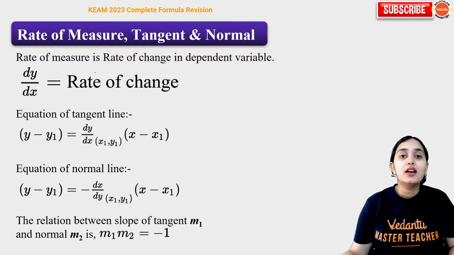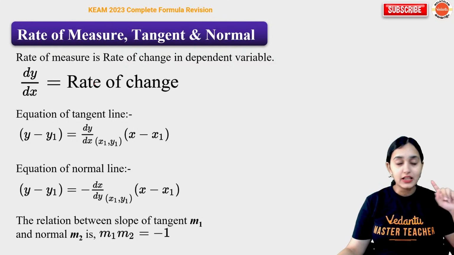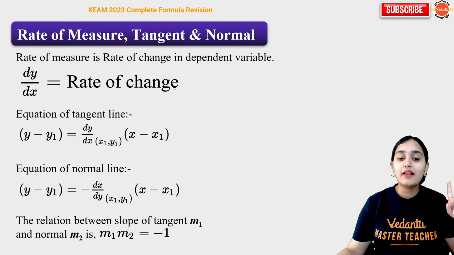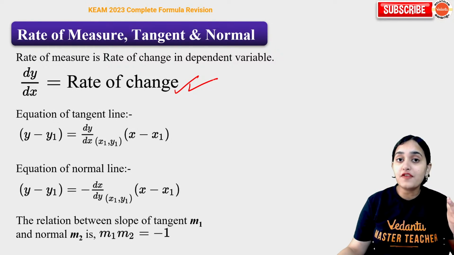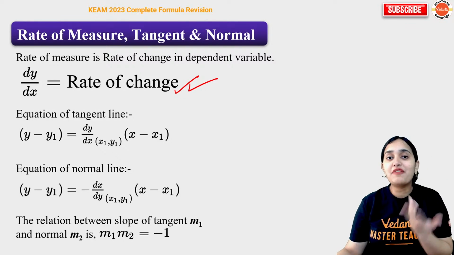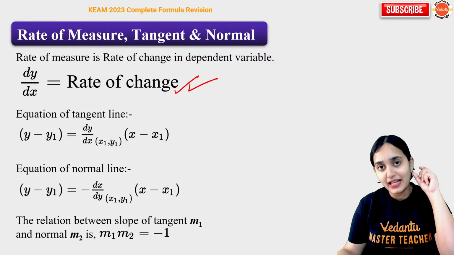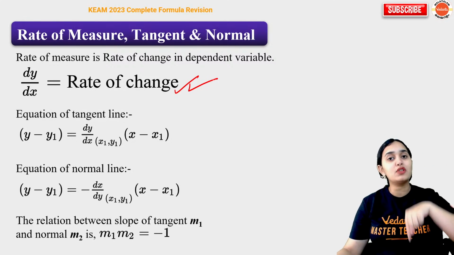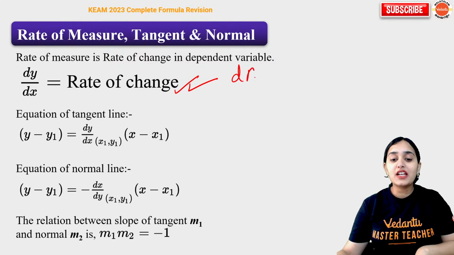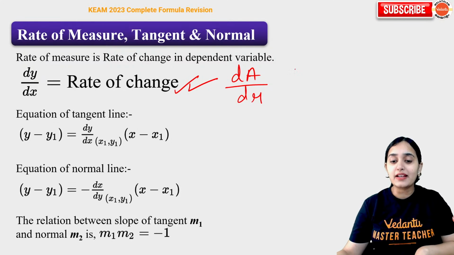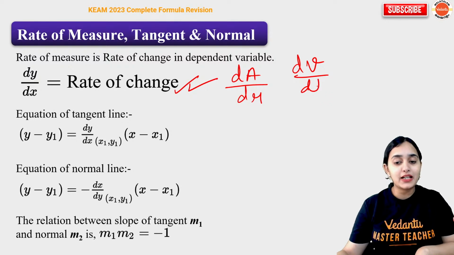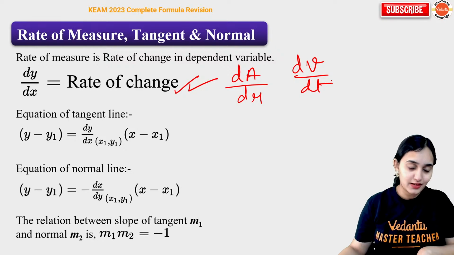Next, application of derivatives chapter. You have four main topics. First is rate of change. What is rate of change? Basically, differentiation of the dependent variable with respect to the independent variable. For example, differentiation of area with respect to radius, differentiation of volume with respect to time. This is asked in the questions.